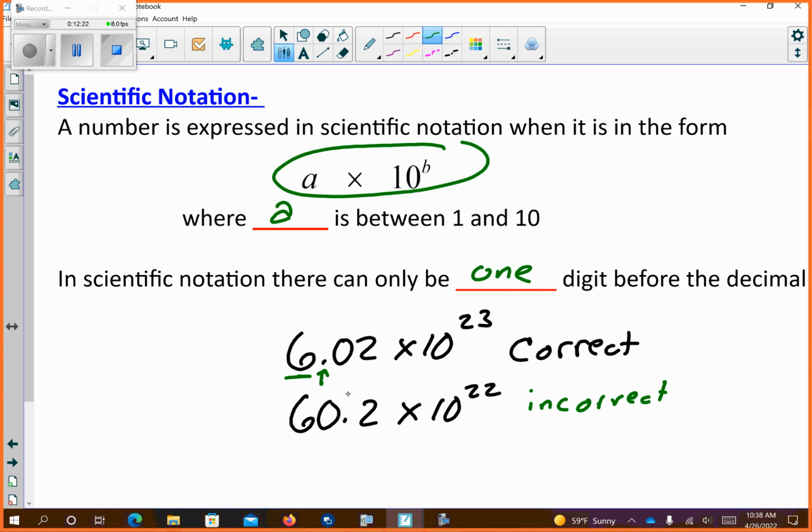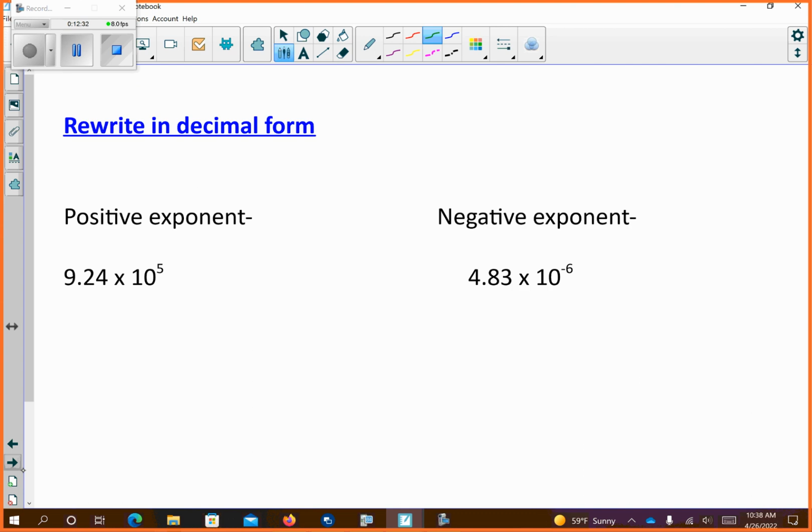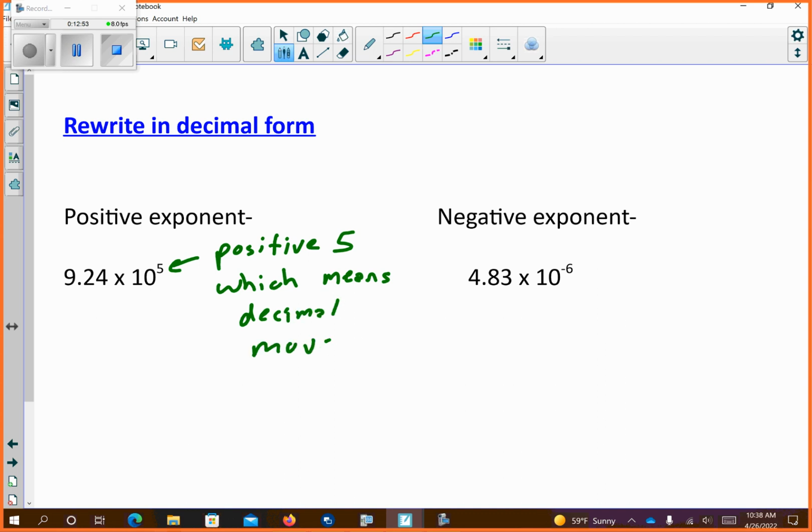I figured a little cross-curricular won't hurt anybody. All right, so let's see what in the world we are even dealing with here. Rewrite in decimal form. So this is a positive 5, which means the decimal moves right 5 spots.